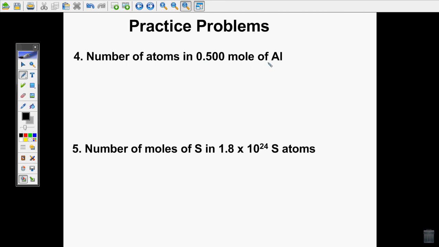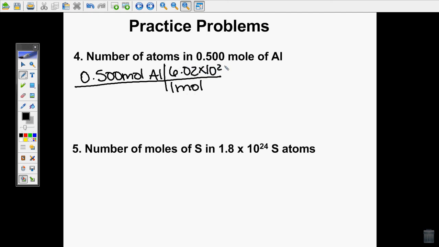Number of atoms in 0.5 moles of aluminum. So start with my given, 0.5 moles of aluminum. And I know that in 1 mole of anything, there's 6.02 times 10 to the 23 atoms. So I'm just going to multiply across the top, divide by what's on the bottom, and I get 3.01 times 10 to the 23 atoms of aluminum.